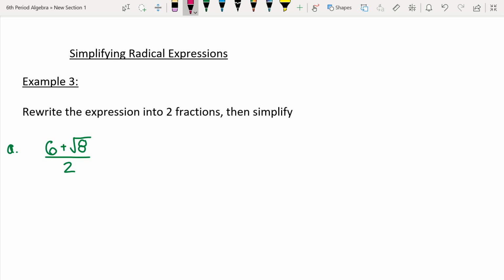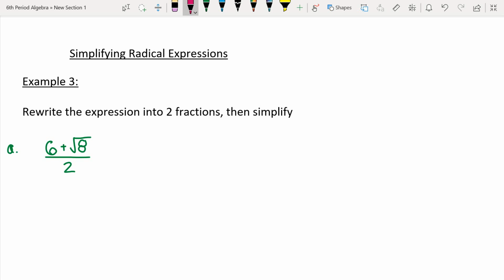This kind of expression that you see comes again when we learn about the quadratic formula in chapter 9. So when you see something like this, where on the top part of a fraction you have a number, plus or minus the square root, all over one number, we have to try to simplify this, and the way we do this is to rewrite it into 2 fractions, and then we try to simplify.